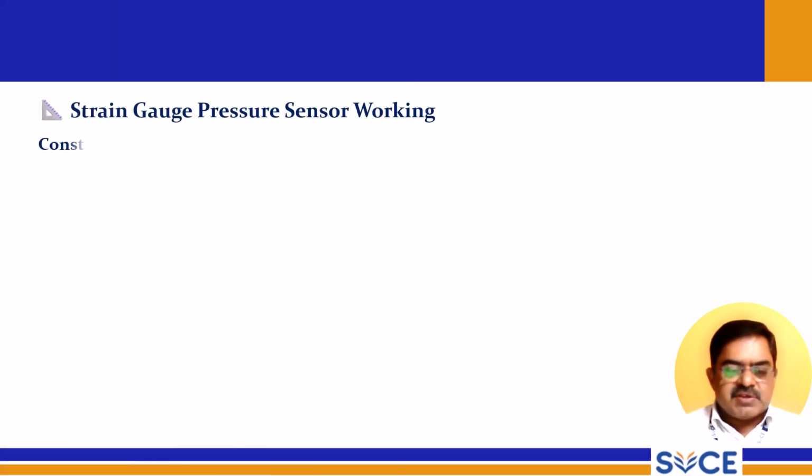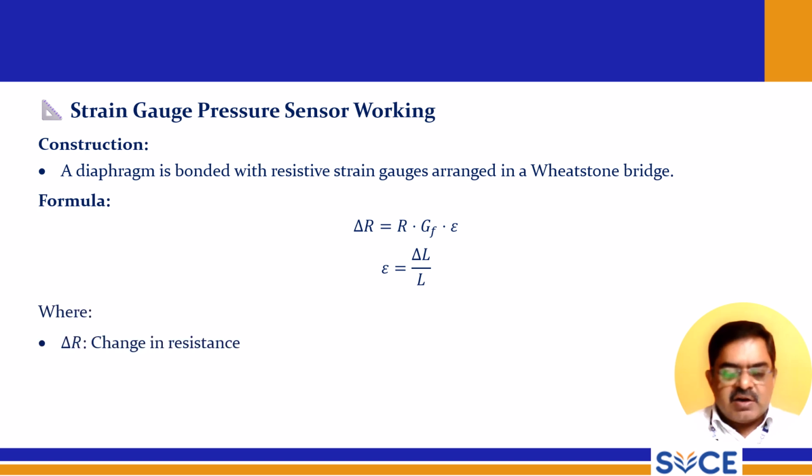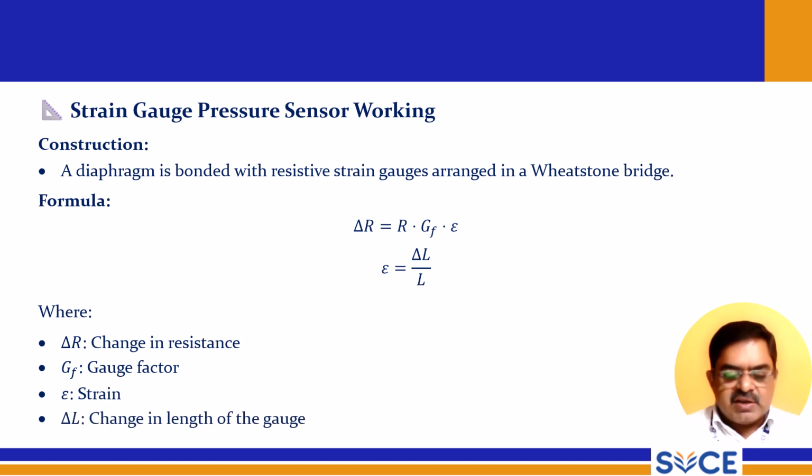So, strain gauge pressure sensing and its working: the diaphragm is bonded with resistive strain gauges arranged in a Wheatstone bridge, and the formula is delta R equal to R into GF into epsilon, and epsilon equal to delta L by L. It is the lateral strain, where delta R is the change in resistance, GF is the gauge factor, epsilon is strain, and delta L is the change in length of the gauge.